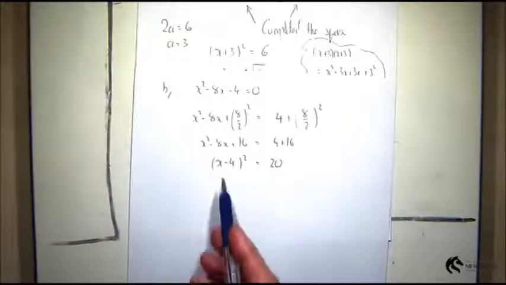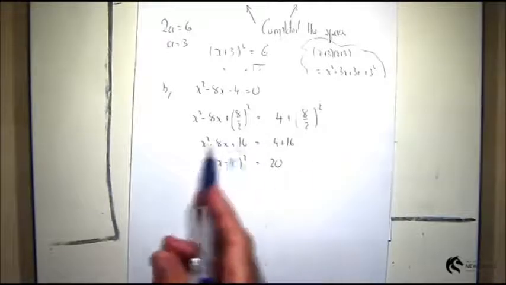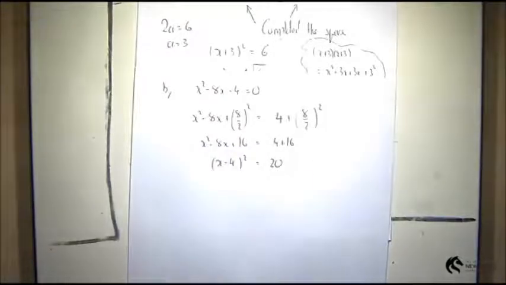Just check that out, x minus 4 all squared. You can check that to make sure you got it right. X minus 4 times x minus 4 will give that. So you can check that you've got that step right.